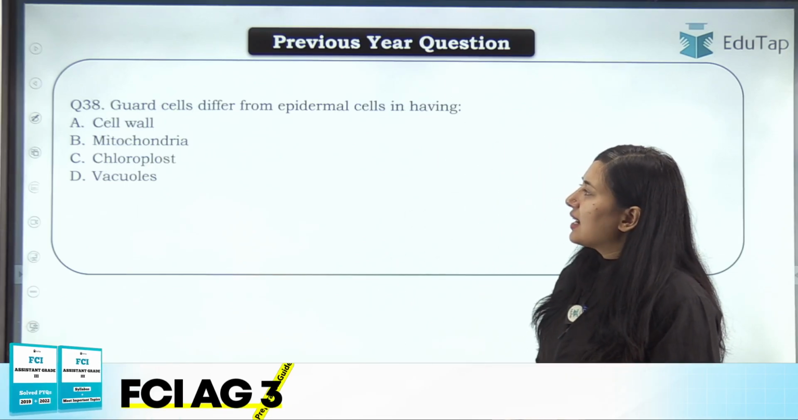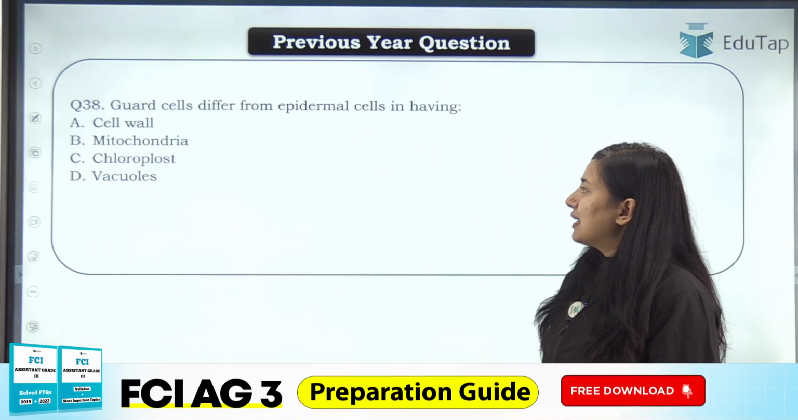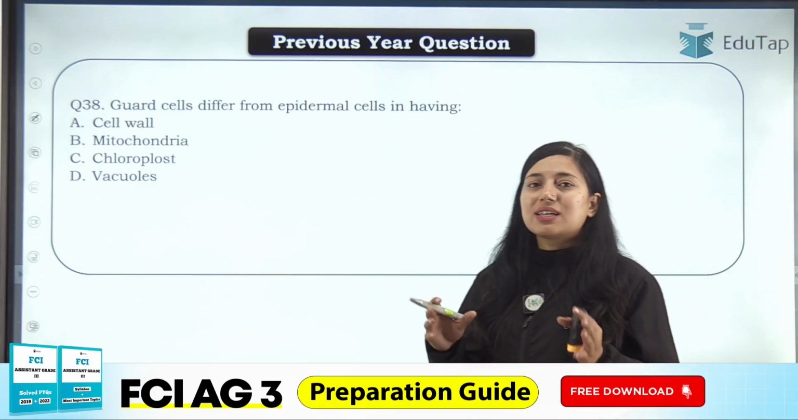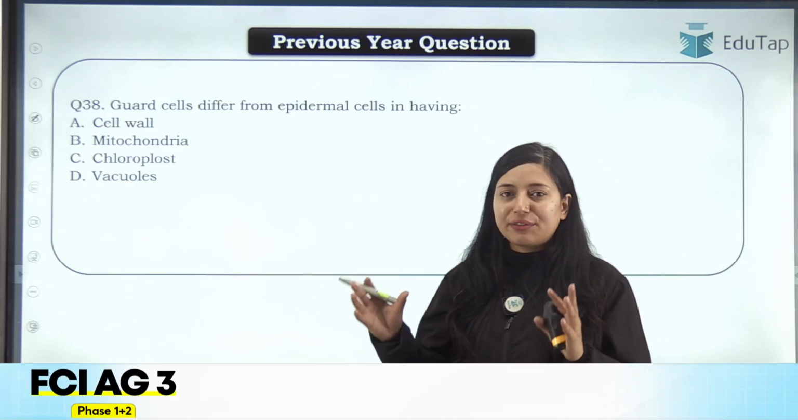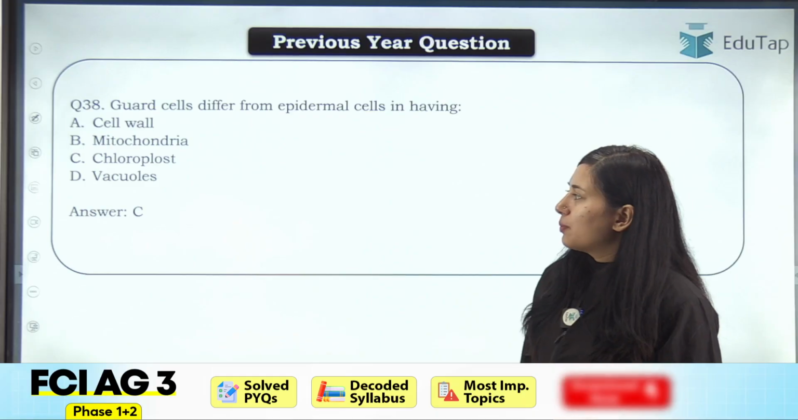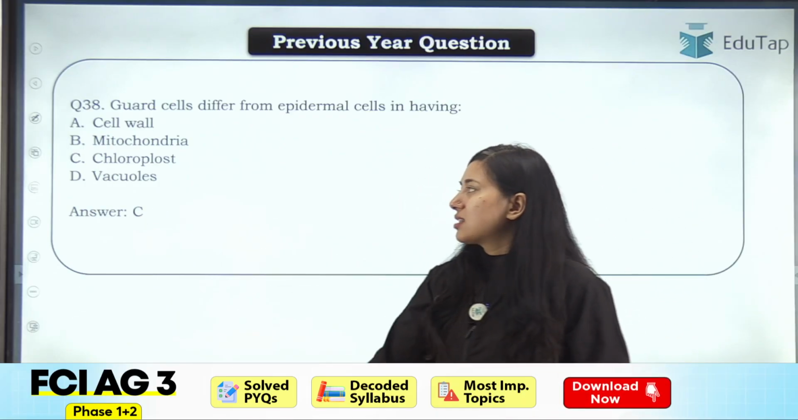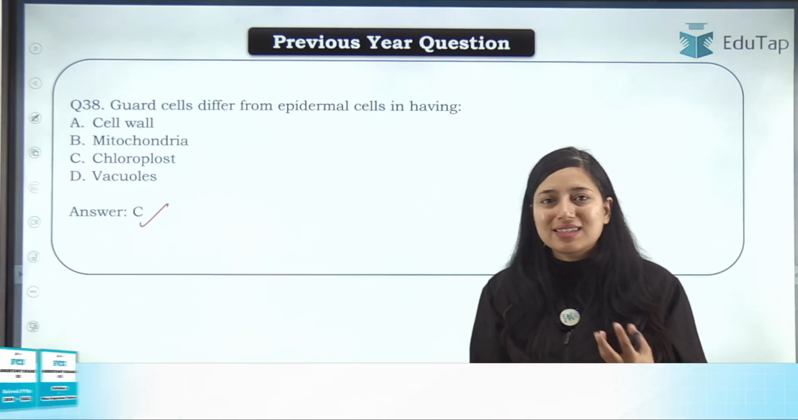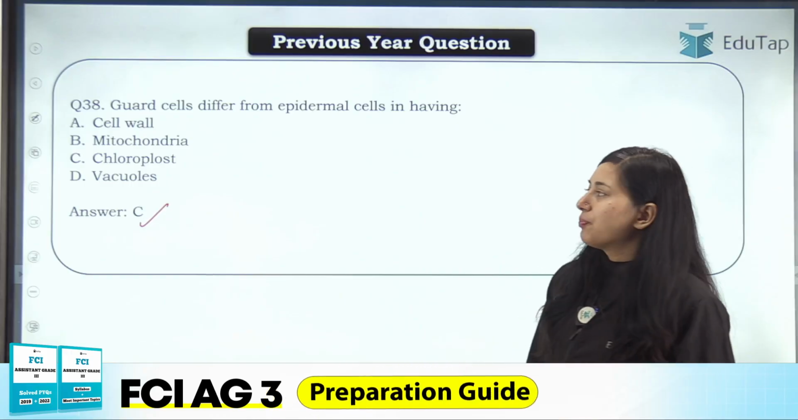Okay, next is, guard cells differ from epidermal cells in having? So how are guard cells and epidermal cells different from each other? That has been asked. So basically they differ in chloroplast. Okay, in epidermal cells chloroplast is not present, in guard cells chloroplast is present.